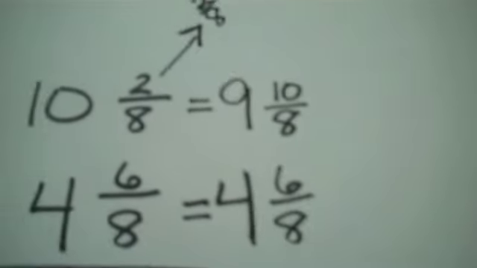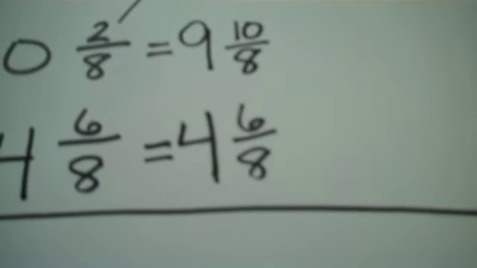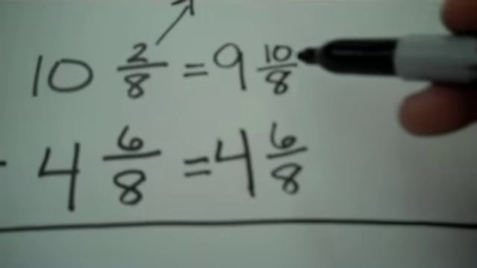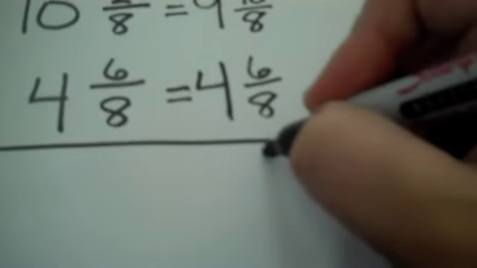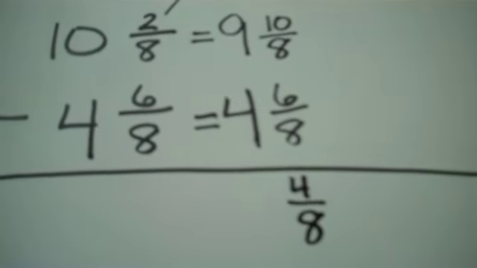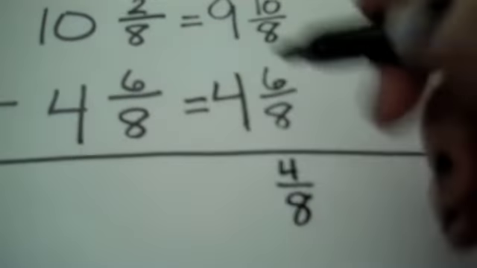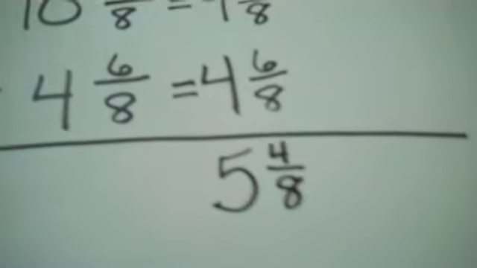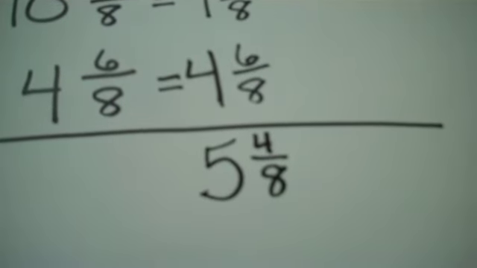And now, voila, I have numbers that I can actually subtract. So I have 10 minus 6, which is 4. This is going to be 4/8. Again, my denominator doesn't change. And then 9 minus 4 is 5. So 5 4/8 is what I'm going to get for my answer.